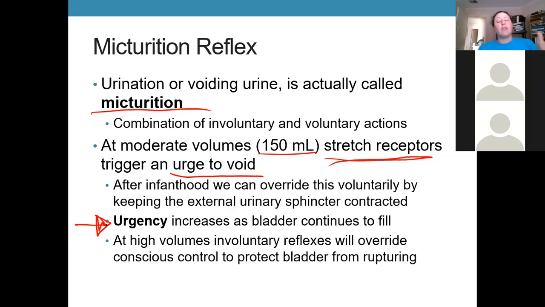And the involuntary reflexive relaxation of both the internal and external sphincter will override your conscious control, because it's more important that you don't rupture your bladder by trying to overfill it than, you know, that you don't urinate at an inconvenient time, which is why we shouldn't push these things if we have a choice, because at some point you're gonna pee. It is gonna happen. All right, so that's basically how that works.